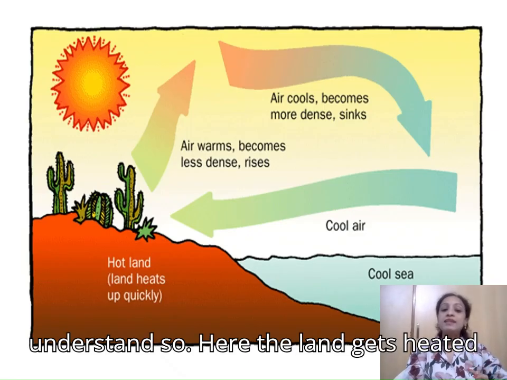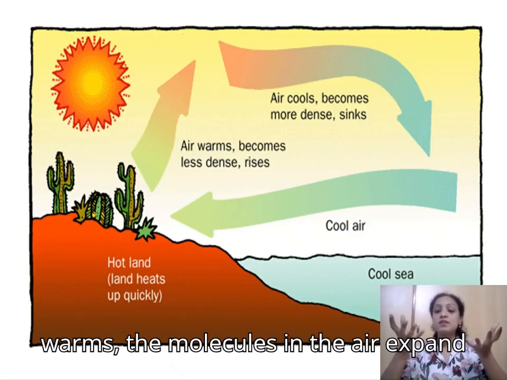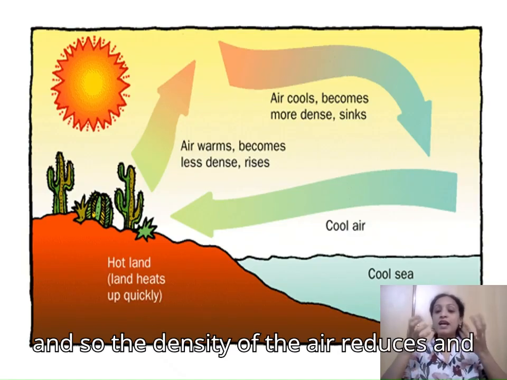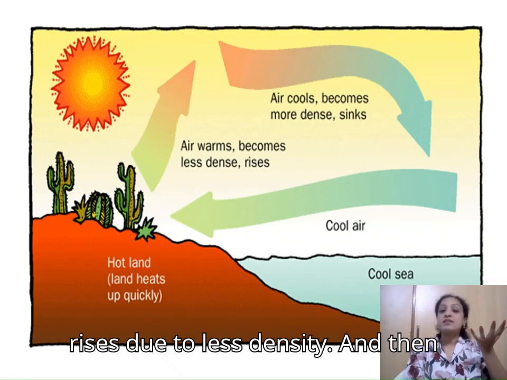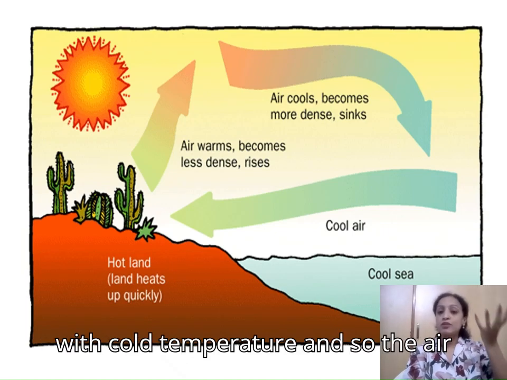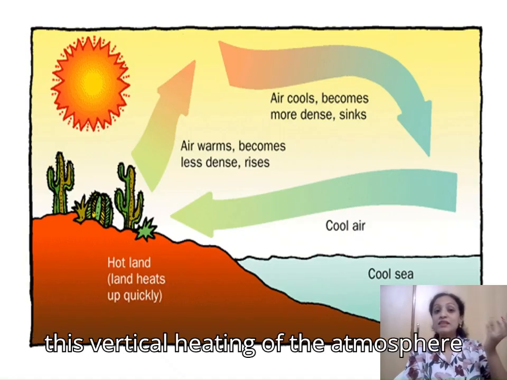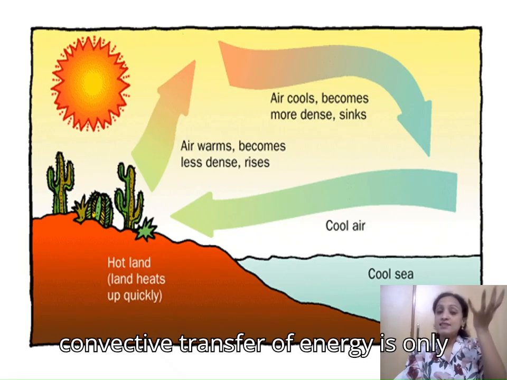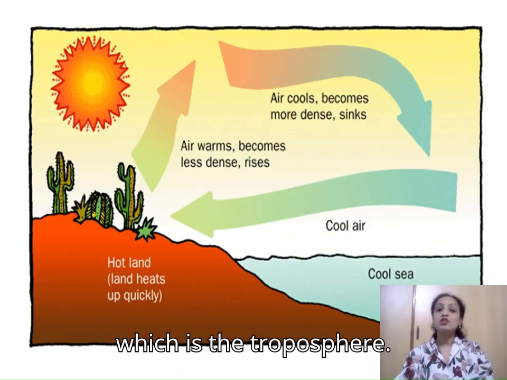Here the land gets heated up quickly, the air warms, and it becomes less dense. You know that when the air warms, the molecules in the air expand, and so the density of the air reduces, and this allows the air to rise due to less density. Then as it moves upward, it comes in contact with cold temperature, and so the air cools, becomes more dense, the density increases, and it sinks. So this vertical heating of the atmosphere is known as convection, and this convective transfer of energy is limited to one layer of the atmosphere, which is the troposphere.